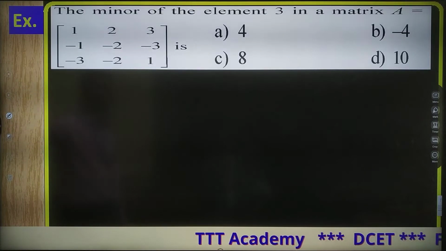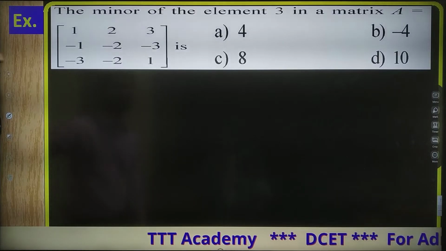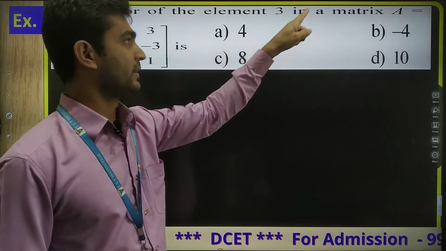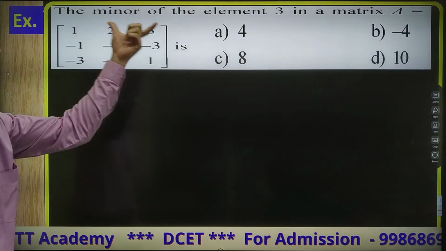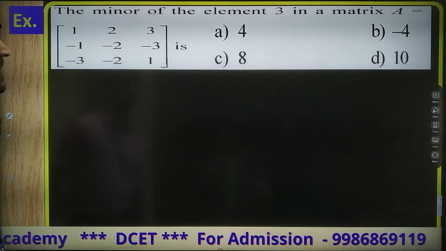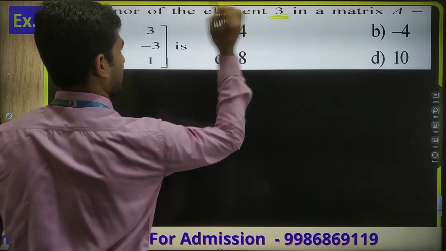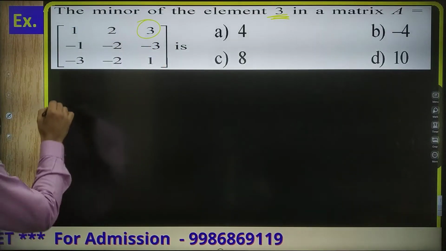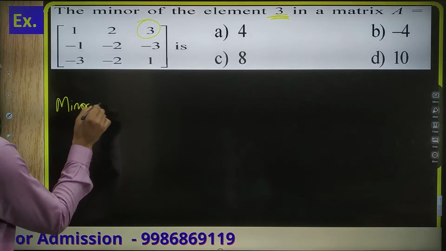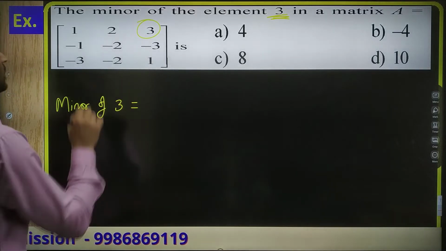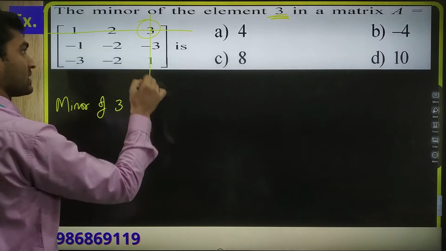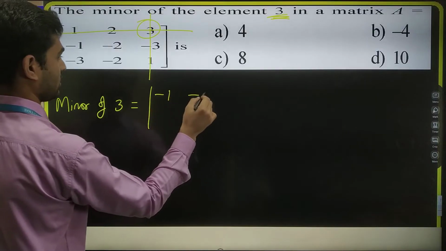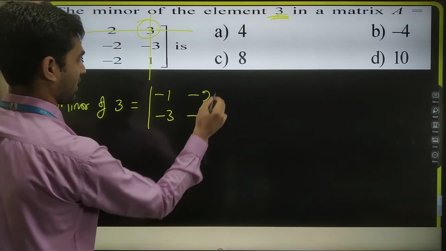The next question is, the minor of element 3 in a matrix A is, see, minor of the element 3 in a matrix A is, here is a matrix. So in that matrix, where is 3? Here is 3. Suppose if you want to find minor of 3, that is positioned in first row, third column. If you cancel first row, third column, then your value will be -1, -2, -3, -2.